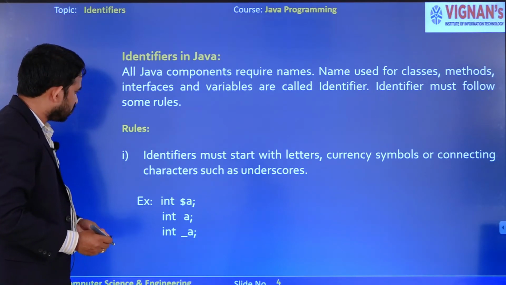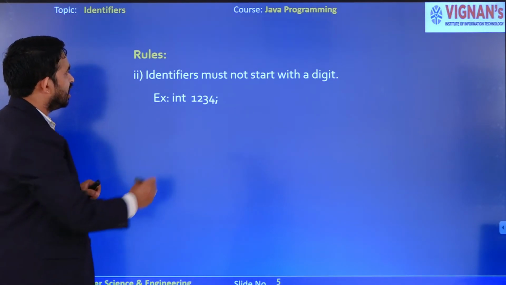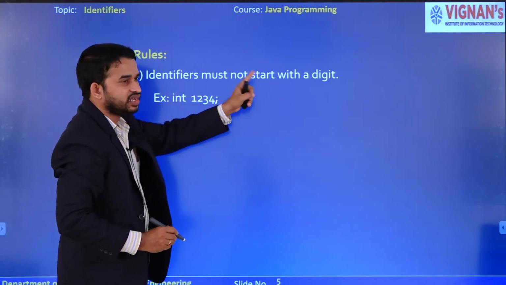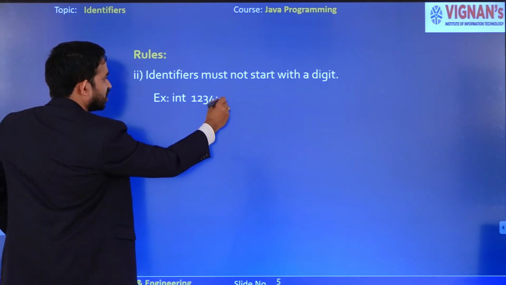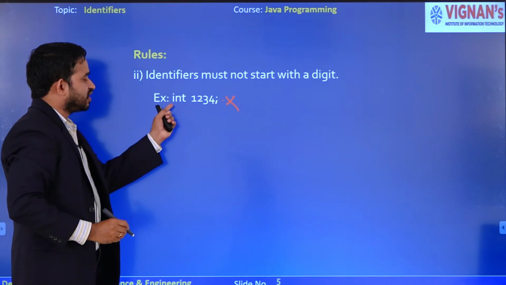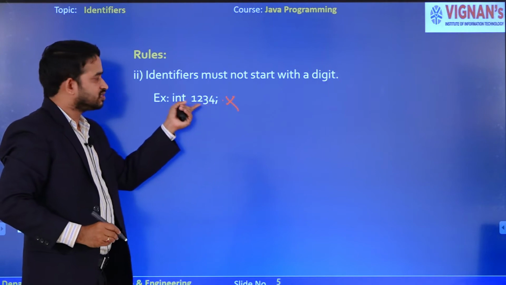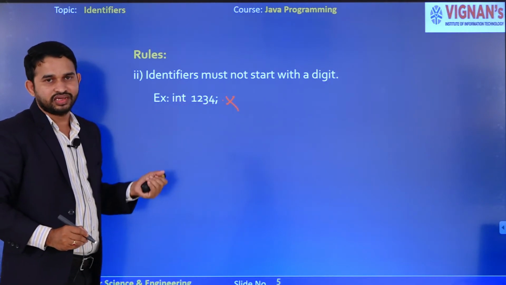One more rule: identifiers must not start with a digit. This type of declaration is not valid. Why? Because here we are declaring int 1234. This type of declaration is not allowed in Java.